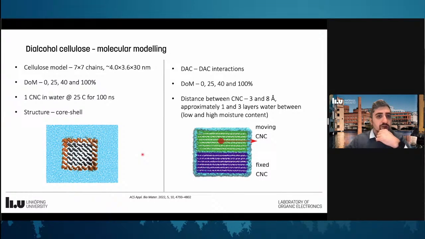the interactions are. First, the cellulose model that we used is a core shell model. We have unmodified native cellulose in the middle, and a modified dialcohol cellulose chain at the surface of our crystal. We have used this 7x7 chain model, which is roughly 4x3x4 nanometers, and it has a length of 13 nanometers.